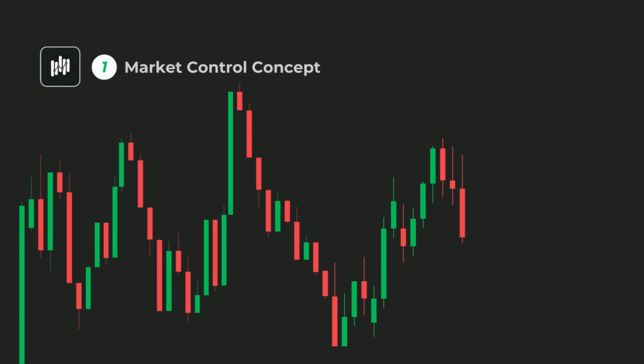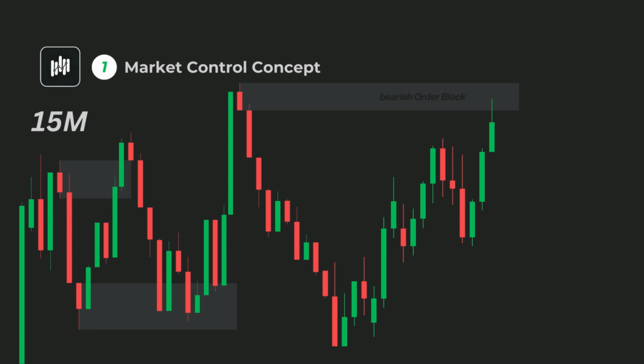Section 1. Market Control Concept. In this concept, we identify order blocks on the 15-minute time frame and use them to determine which side is controlling the market. Whenever price approaches an order block, we consider two possible scenarios. If price approaches a bearish order block.